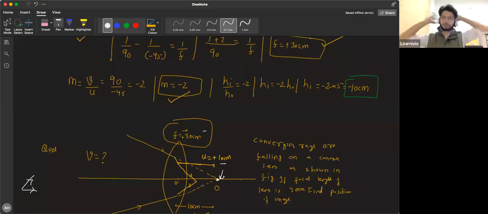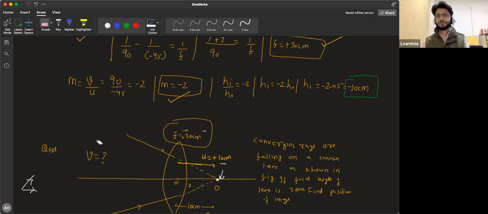See, we can draw a ray diagram only after your calculations. If your V comes out to be positive, that means they are converging in the forward direction. But if your V comes out to be negative, that means rays are diverging. So how this ray diagram will be depends on your final answer. V is unknown, so don't use any sign convention for V. Keep it neutral, keep it positive. If it comes out to be positive, that means your image is real. If it comes out to be negative, that means your image is virtual.